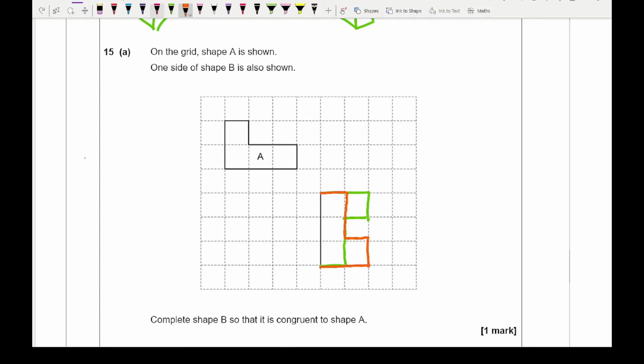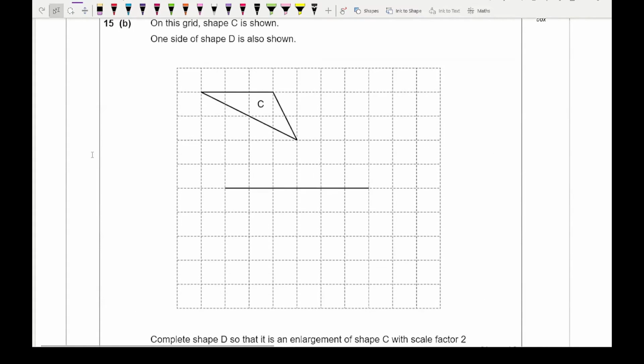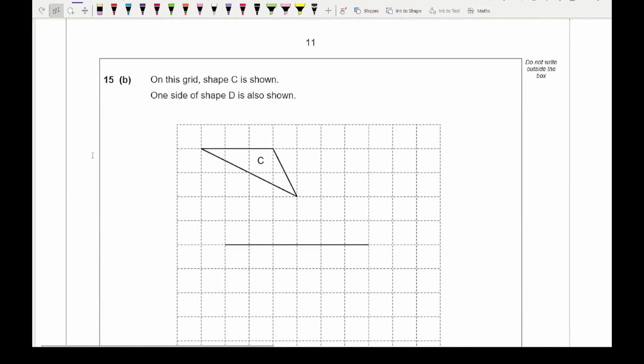We could also have it on the other side. So let's go for a different colour. So we could have that there. And we could also have that there. So again, different variations. As long as you've done that correctly, you should be absolutely fine. Moving on to question 15b, it says on this grid shape C is drawn.